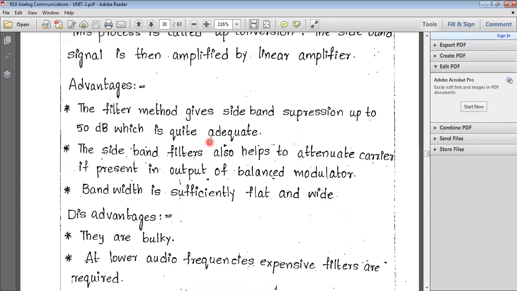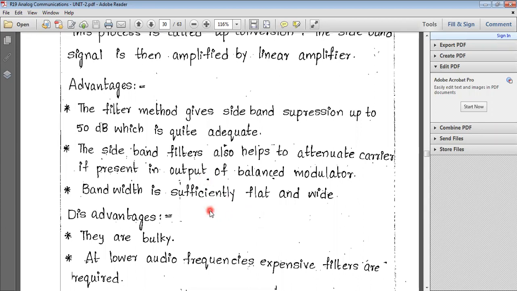So what is the first advantage? In this technique, we suppress one side band up to 50 decibels, which is normally the required suppression. So that's why this method is important. The second advantage is, if there is any carrier present at the balanced modulator output, that carrier is suppressed with the help of the band pass filter. That is another advantage.